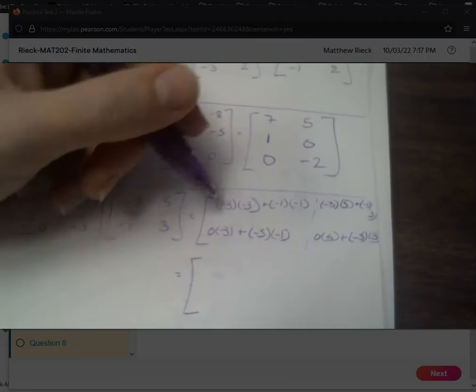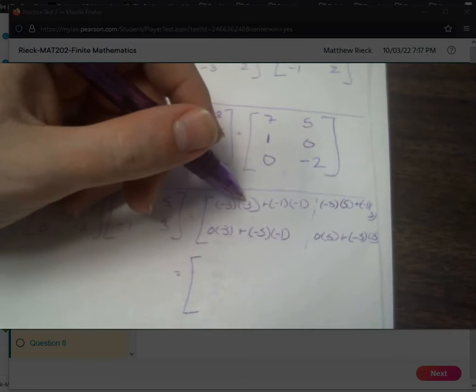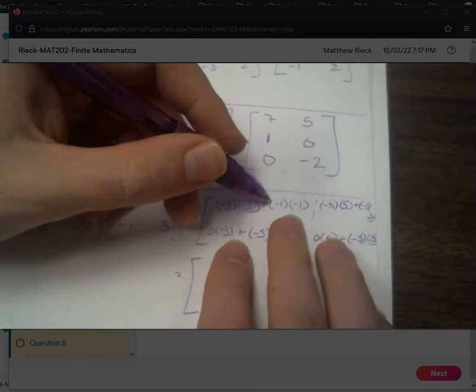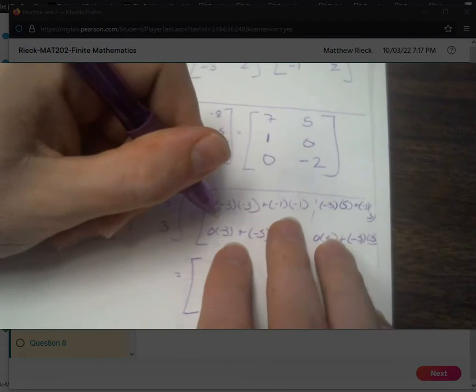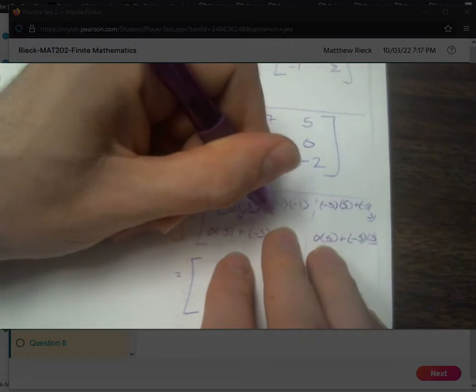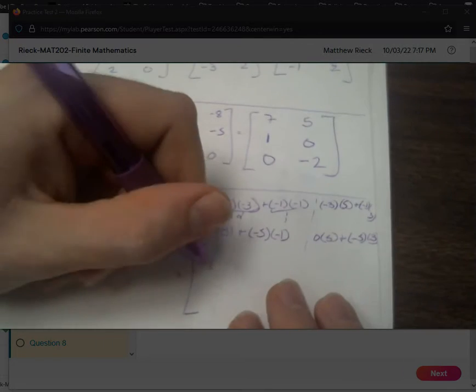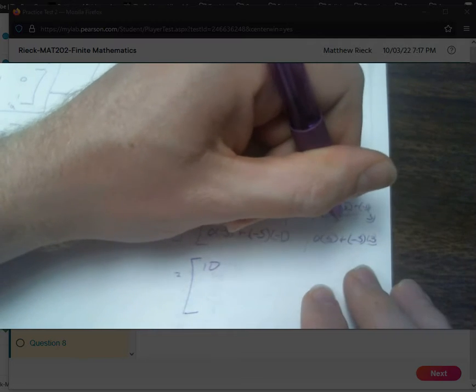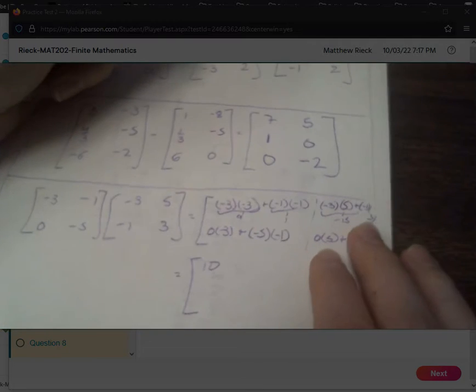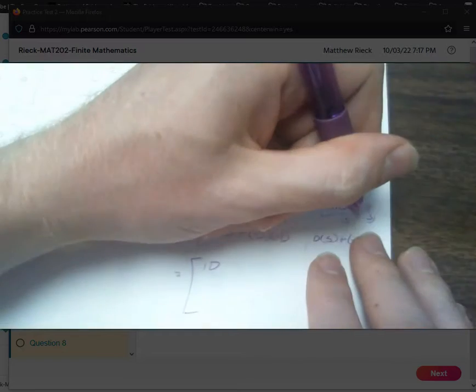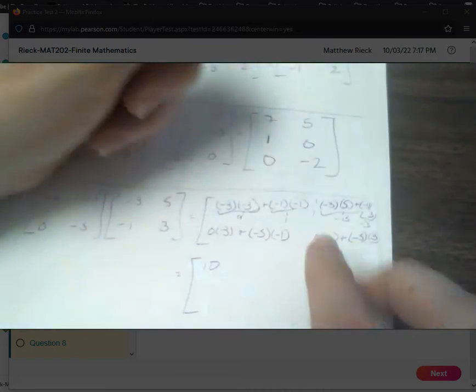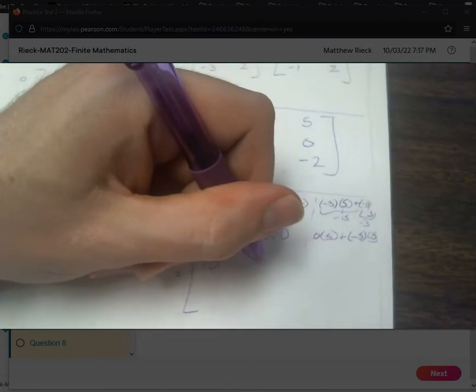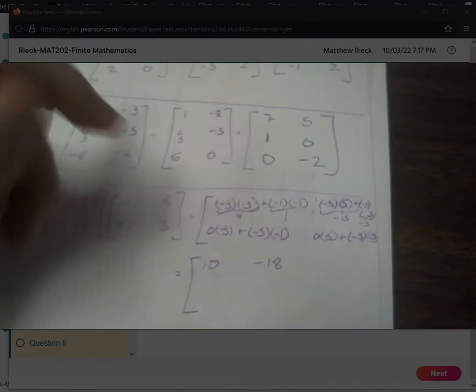All right, so we have negative 3 times negative 3 is going to be positive 9. Negative 1 times negative 1 is going to be 1. So we have 9 plus 1, which is going to be 10. Negative 3 times 5 is going to be negative 15. Negative 1 times 3 is going to be negative 3. So we have negative 15 plus a negative 3, which is going to be negative 18.